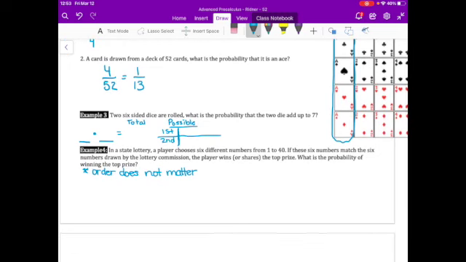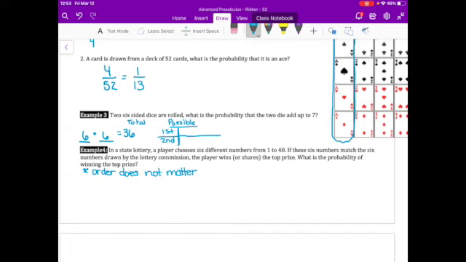Next, we have 2 6-sided dice, and we're going to roll them, and we want to know the probability that the 2 dice add up to 7. So first we need to know how many total outcomes there are. So we're going to use that fundamental counting principle from last set of notes here. I have 6 outcomes for the first roll. I have 6 outcomes for the second roll, for a total of 36 possible outcomes.